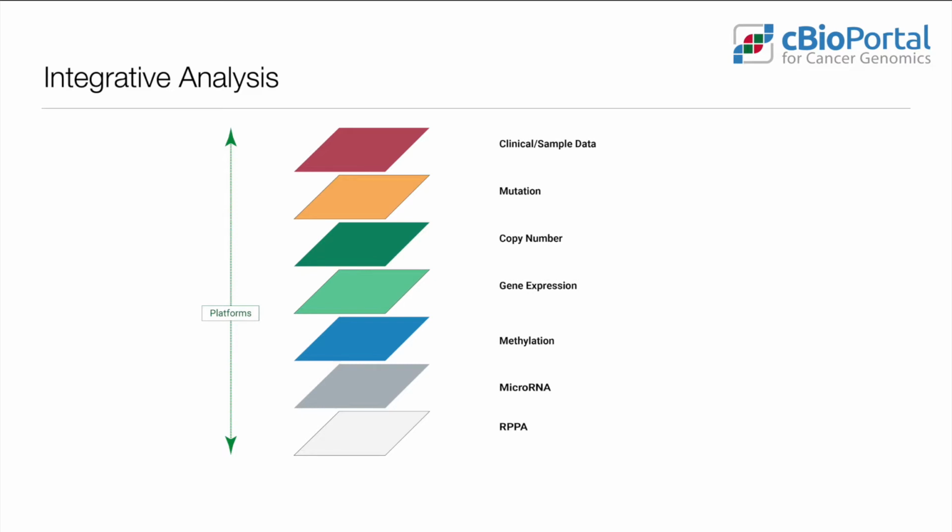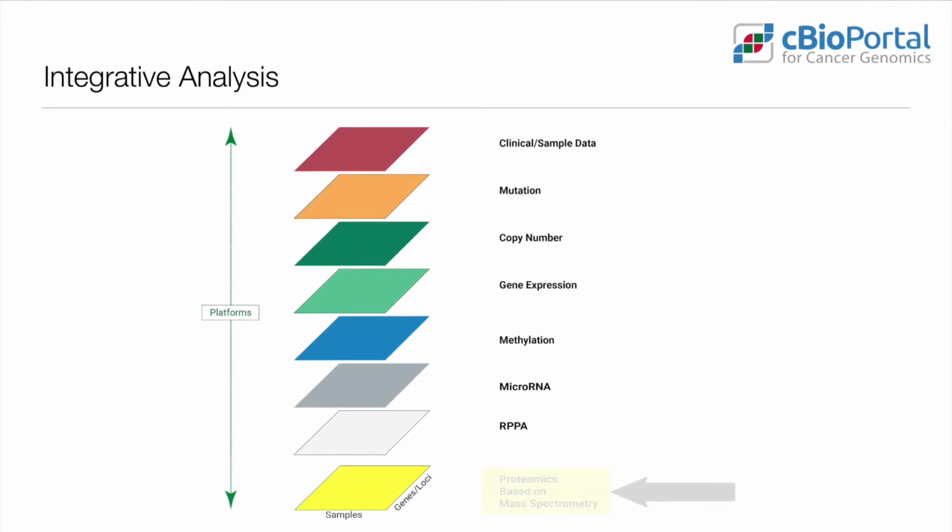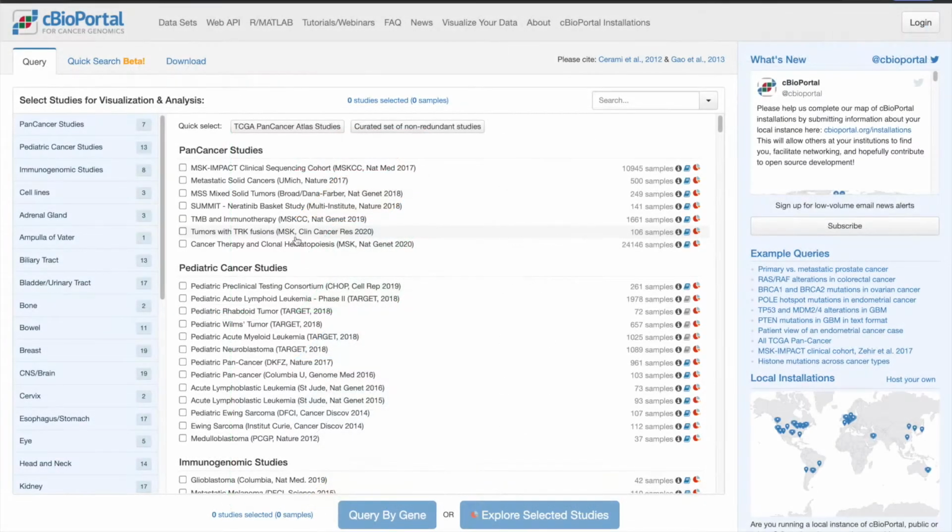This slide shows the different data types that are supported by cBioPortal. And recently we've started to curate proteomics data based on mass spectrometry for some studies as well. You can find all available studies on the landing page. But you might wonder, how can I get a good overview of what data types are available for each study? Now, here's the simple trick.